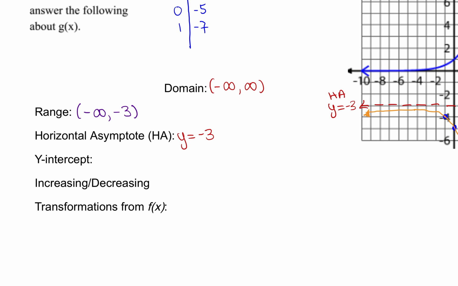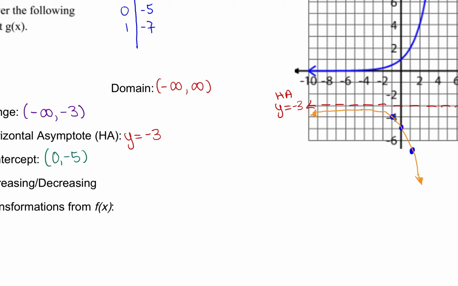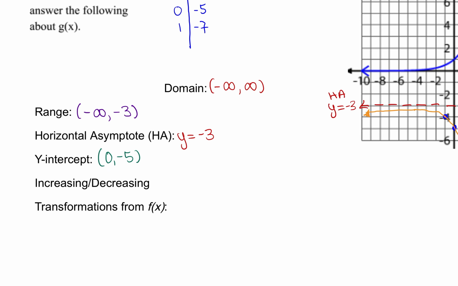So my range is going to be from -infinity to -3, not including that -3. So place a parentheses. The y-intercept for this one is going to be located at 0, -5. And looking at this function, how do I determine whether it's increasing or decreasing? Well, I look at the left-hand side going towards the right-hand side. What's happening to the y values? Well, they are decreasing. As I go further and further to the right-hand side, the y values are decreasing. So let's go ahead and circle that, decreasing.